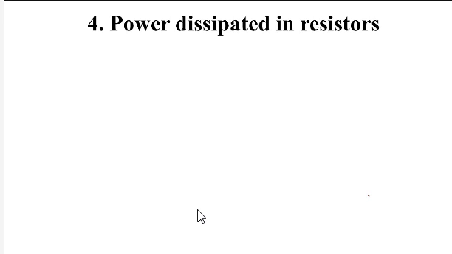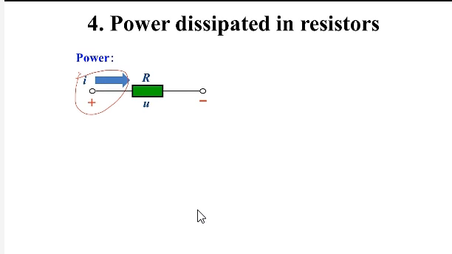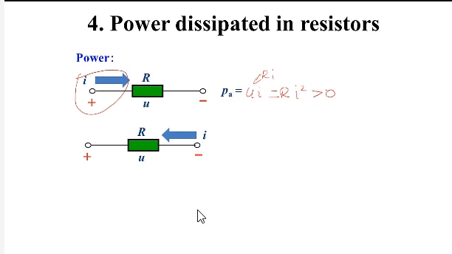Then let's talk about the power dissipated in the resistors. For associated reference directions as shown in the figure, we calculate the power absorbed by the resistor. The meaning of A is absorption. Absorbed power must be equal to U times I because of associated reference directions. U is equal to R times I. The power is equal to R times the square of I. Because all R we discuss in this lecture is no less than 0, the power absorbed by the resistor is no less than 0 too.